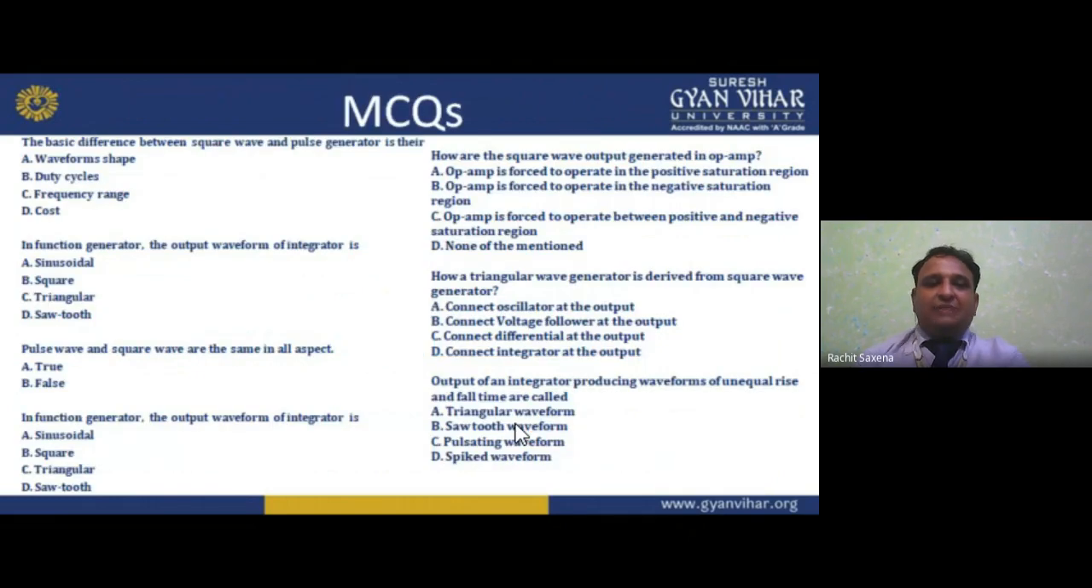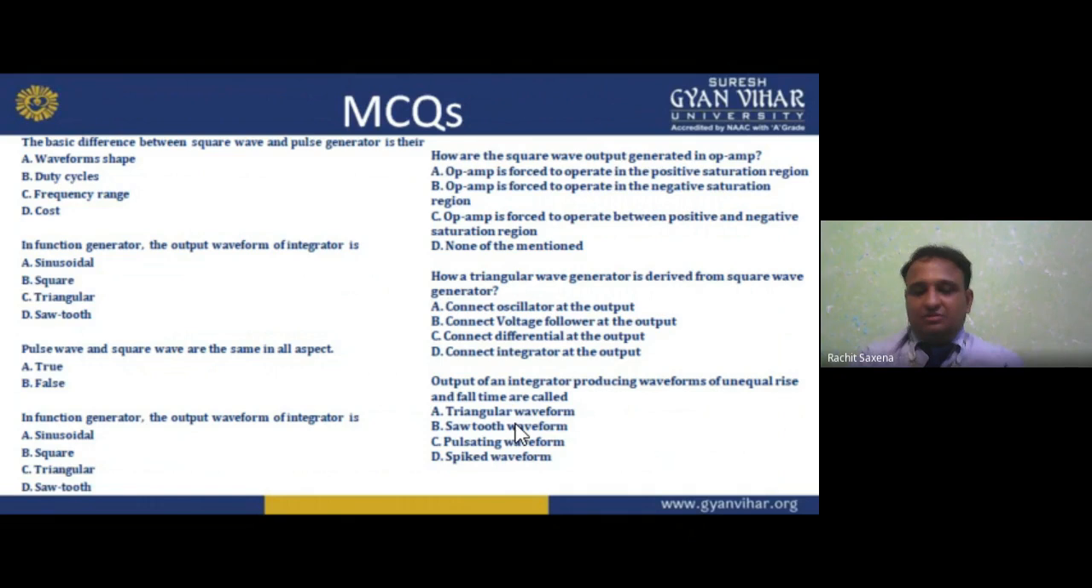Now, some MCQs. The basic difference between square wave and pulse generator: in the function generator, the output voltage waveform of the integrator, which I am using, is what? Triangular. Pulse wave and square wave are the same in all aspects: false. In the function generator, the output form of the integrator is triangular. We know. Now, how is the square wave output generated? How is the triangular form derived from the square wave generator? A square wave generator is there, we can create the oscillator. The output of the integrator produces a waveform, that is triangle.